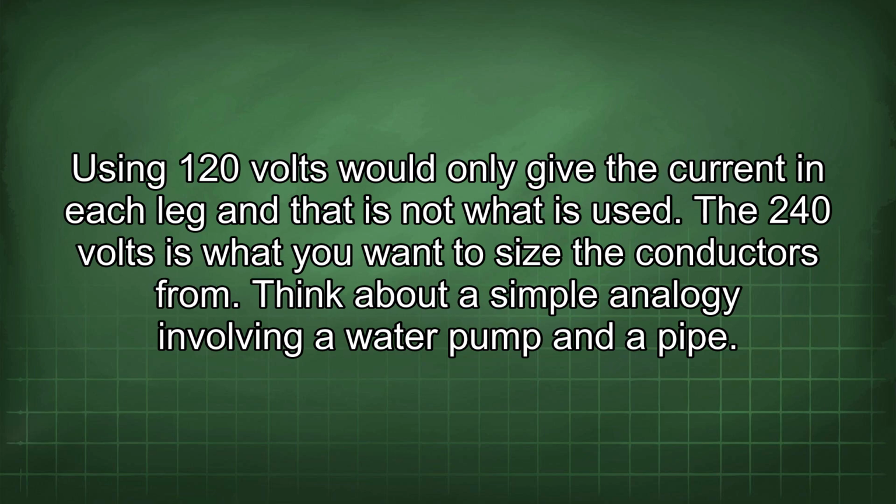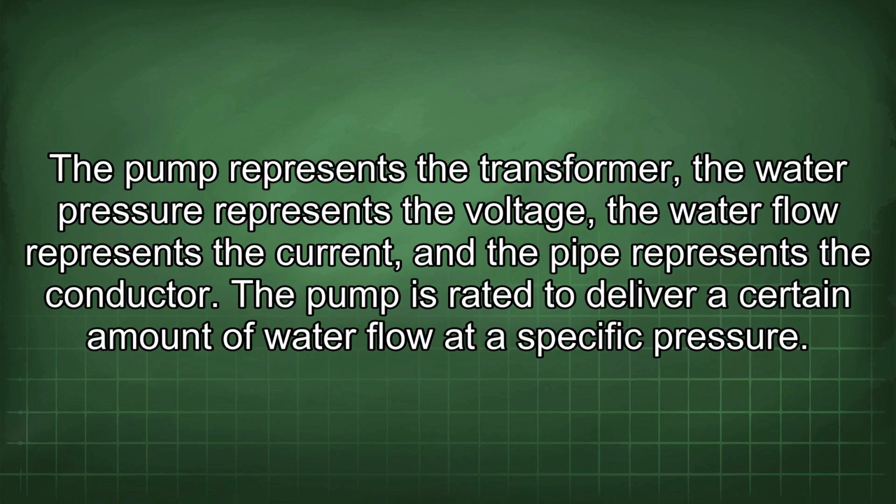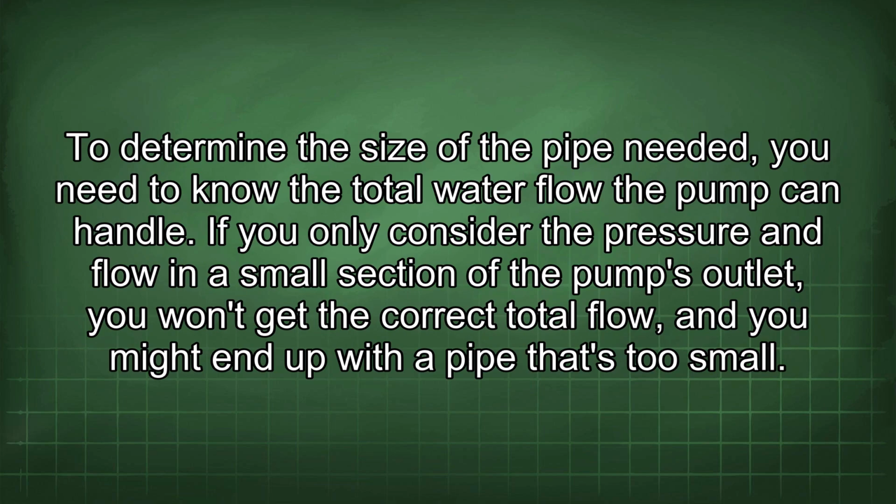Think about a simple analogy involving a water pump and a pipe. The pump represents the transformer, the water pressure represents the voltage, the water flow represents the current, and the pipe represents the conductor. The pump is rated to deliver a certain amount of water flow at a specific pressure. To determine the size of the pipe needed, you need to know the total water flow the pump can handle. If you only consider the pressure and flow in a small section of the pump's outlet, you won't get the correct total flow, and you might end up with a pipe that's too small.